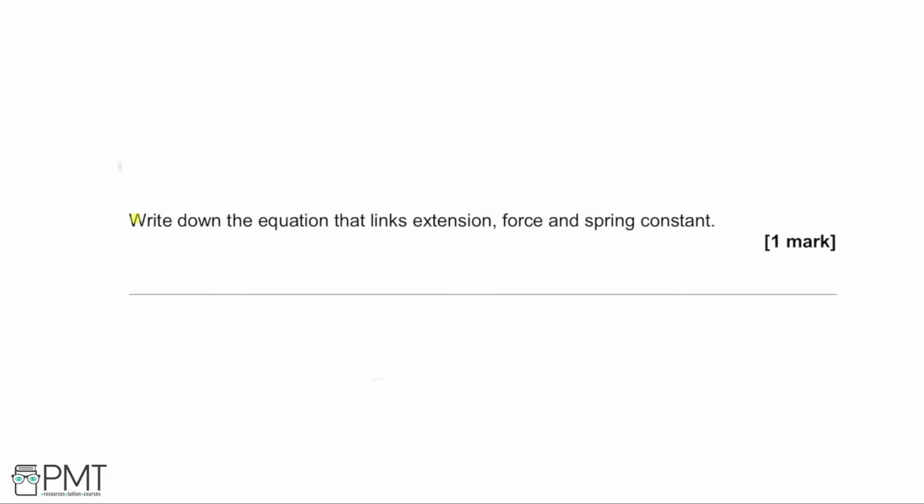And here we're asked to write down the equation that links extension, force and the spring constant. For questions like these, I always find it helpful to go through and write out the symbols for each of the variables. So we have extension, which is going to be delta L in this case. Force is going to be a capital F, and then the spring constant is going to be a K. Now these symbols might be looking quite familiar, and a way of arranging these might be coming to mind.